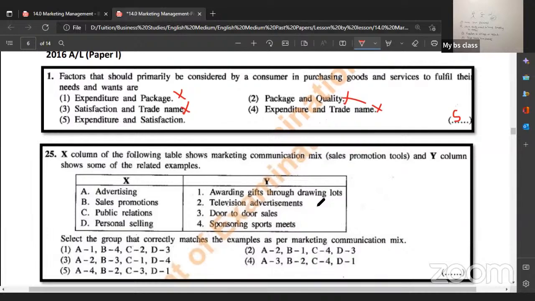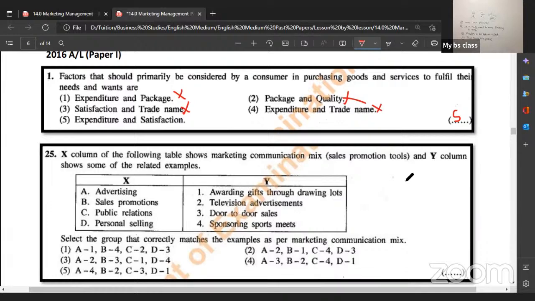X column of the following table shows marketing communication mix, the sales promotion tools, right? And Y column shows some of the related examples.